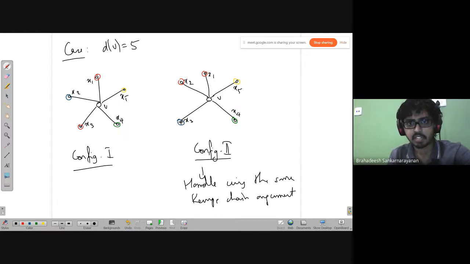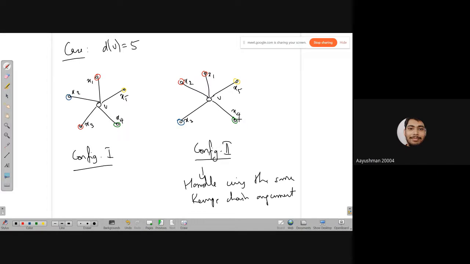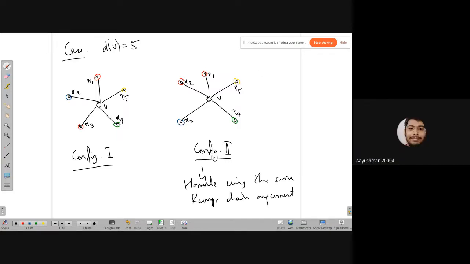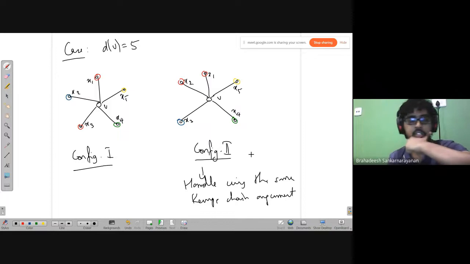Consider the Kempe chain starting from here with blue and the yellows. If it's not going there, swap. If it's going there, consider red, green. Red, green could be this or both; multiple options are possible. In either scenario, it is not possible, because you will never find a Kempe chain going from here all the way into here, thanks to the existence of a blue-yellow Kempe chain. So configuration 2, you can handle using the same Kempe chain argument.